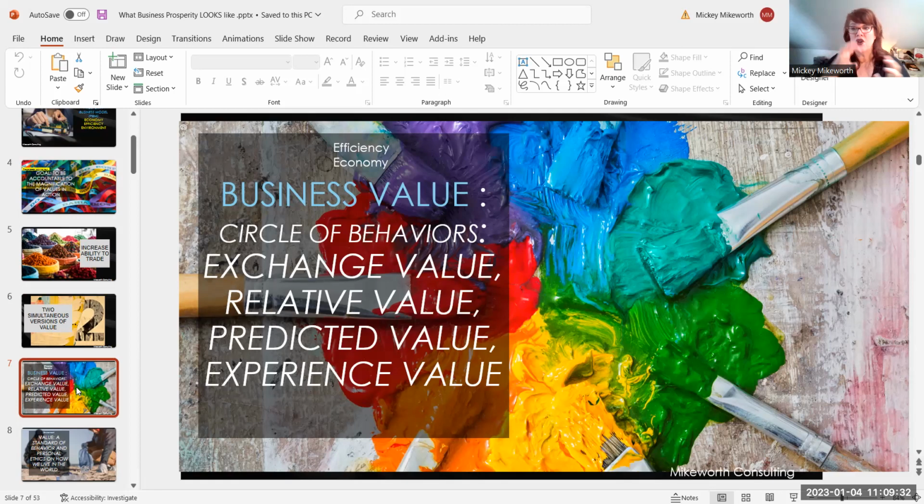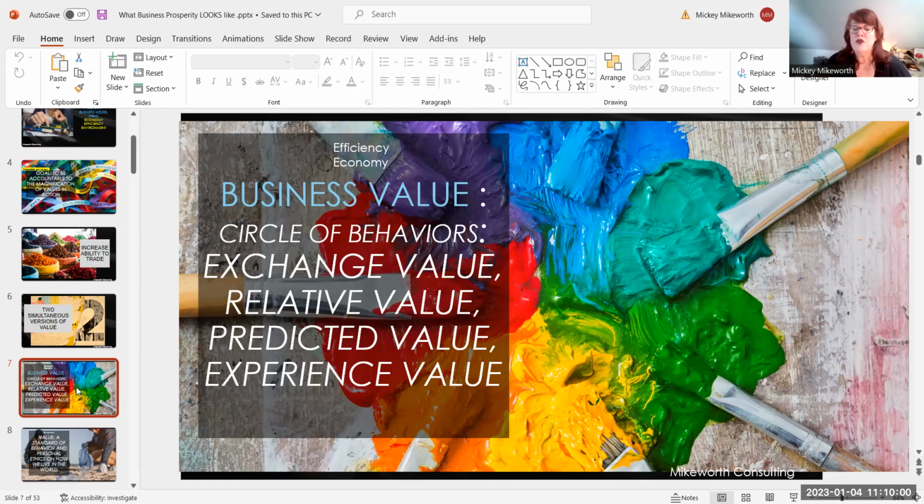Because a lot of these things are a circle that they really mix together, where the blue and the green create a color, and the blue and the red create a purple, and the red and the orange create something. So when we start thinking about business value, when we put it in the model of a prosperity business model, this comes into the conversation of efficiency and economy.